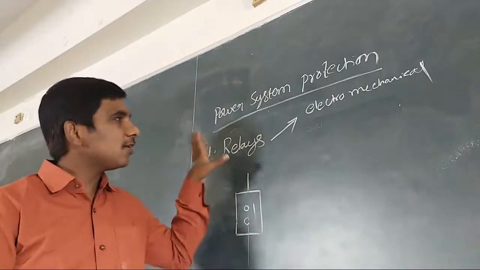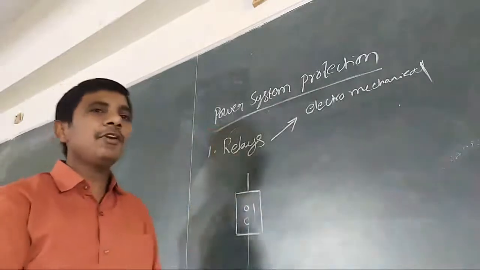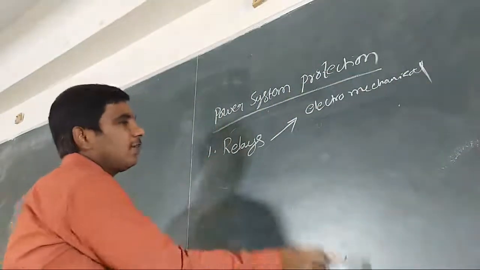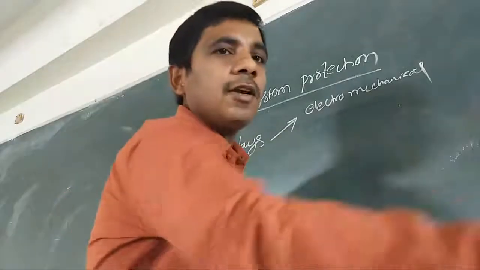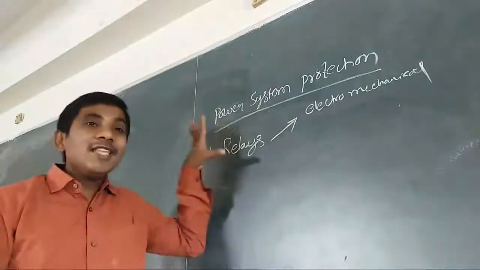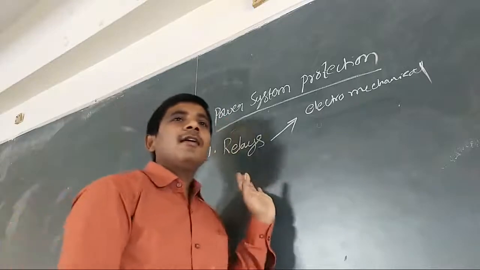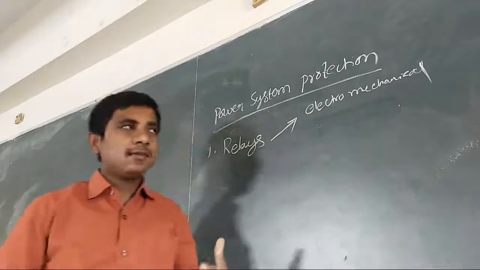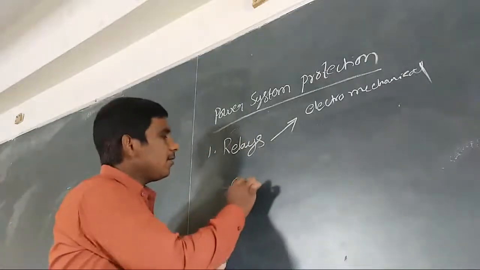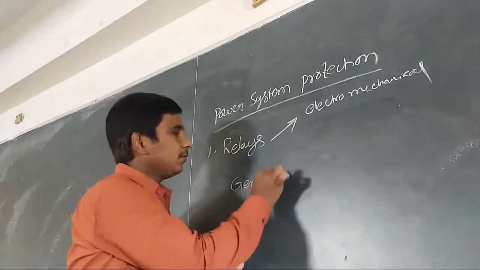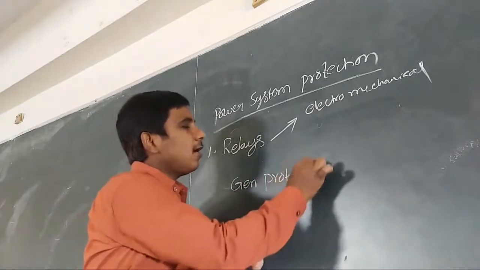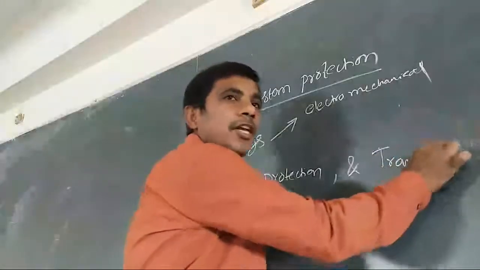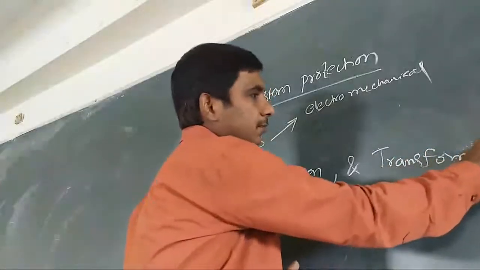What are the relay properties? All will come under unit 1. Similarly, we go for the second unit. After knowing the different types of relays, where do we have to go? Now these relays are applied for different apparatus: generator protection and transformer protection. Transformer protection we are going to study.